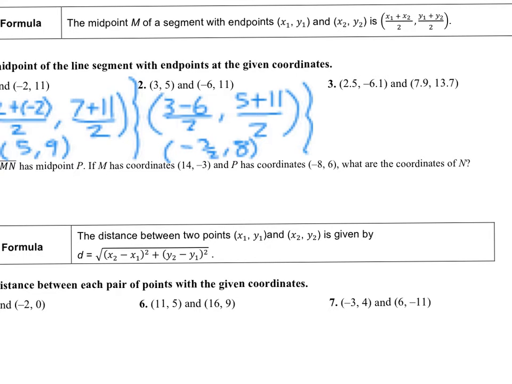Okay, so for number 3, I'm just going to add 2.5 and 7.9. I'm going to take negative 6.1 and add 13.7.